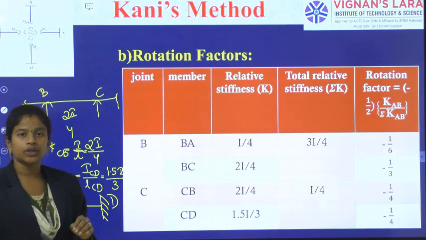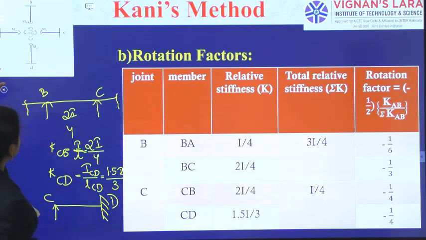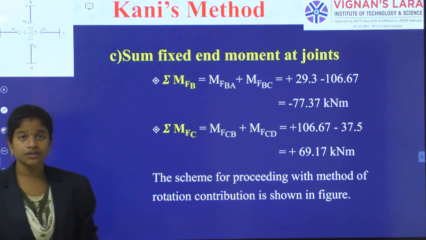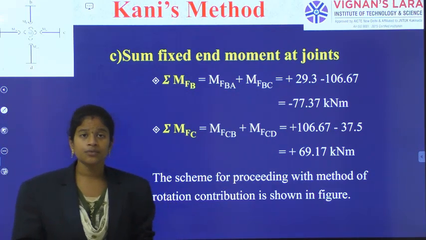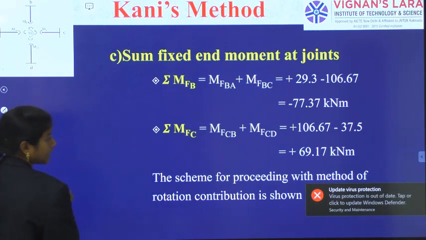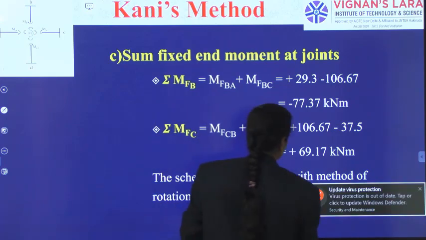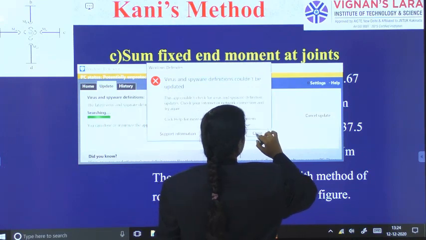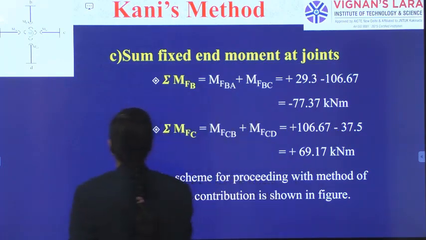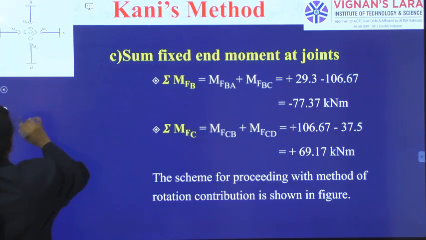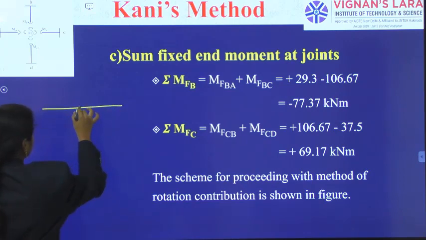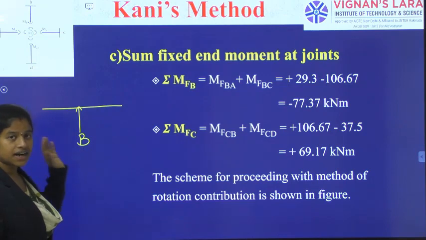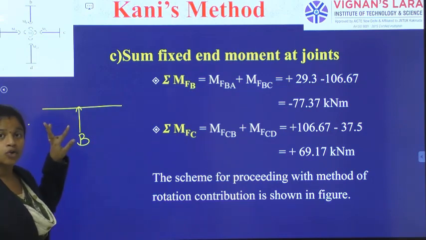Now I am going into the main step for the generation of Kani's method. As we have already observed the fixed end moments, now at the joint we have the fixed end moments. When I consider the left side and the right side of the joint, there are two fixed end moments.